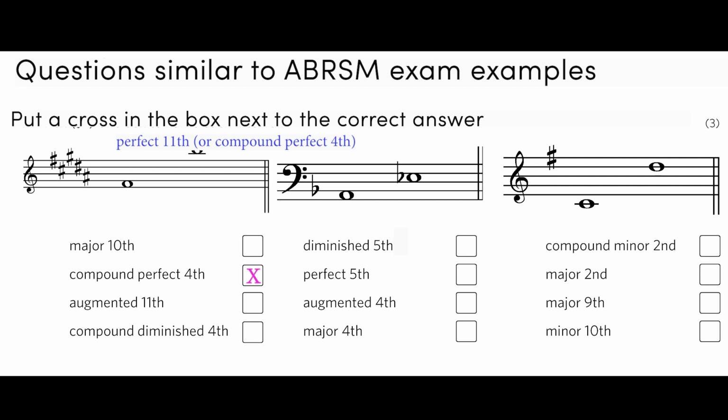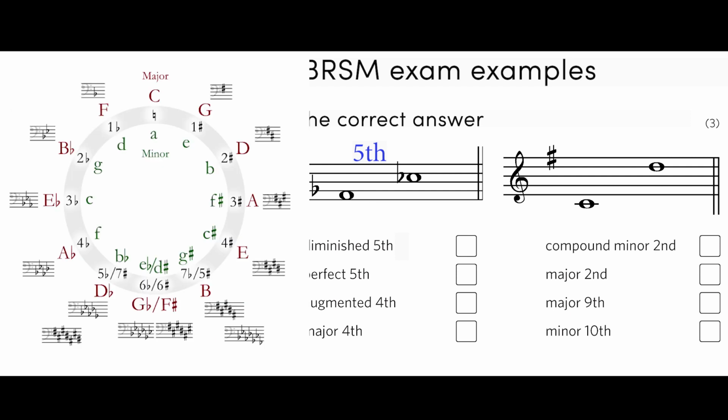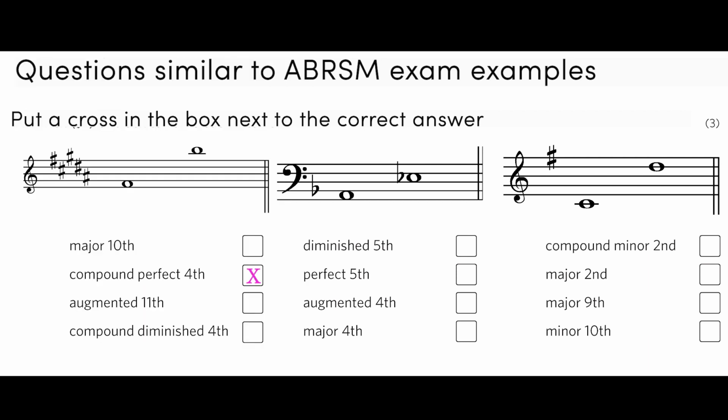The next example, we simply count up the notes. We see it's a fifth. The lower of the two notes is A. So in A major, do we have an E flat? And the answer is no. It's one lower than what it would be, which is an E. That means that this is a diminished fifth, one semitone lower than perfect.